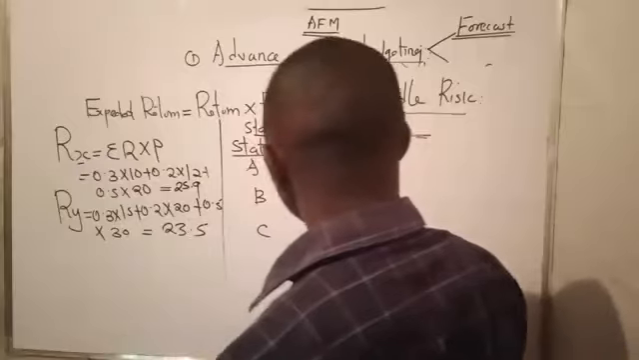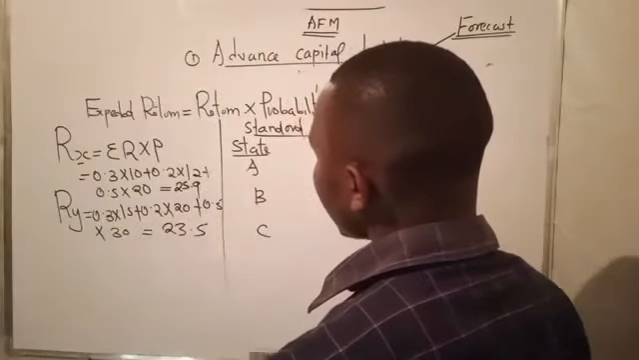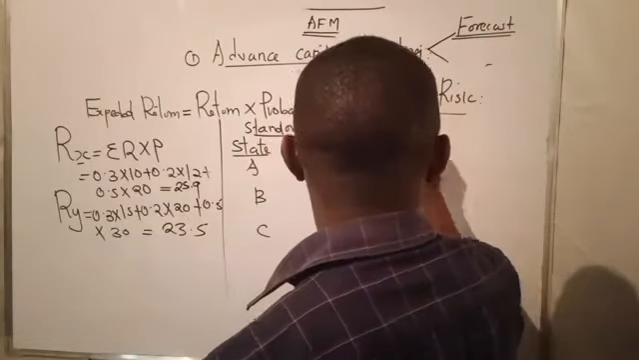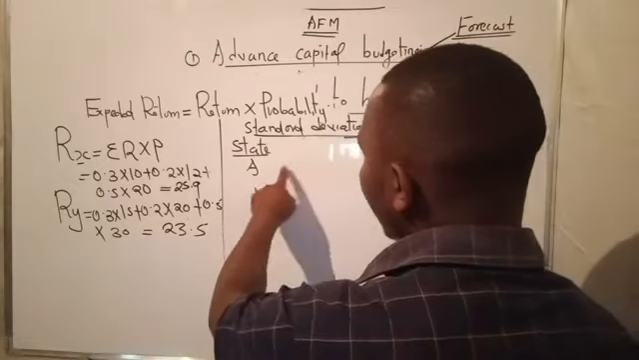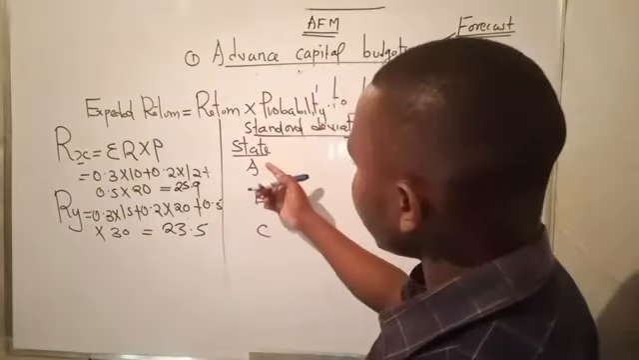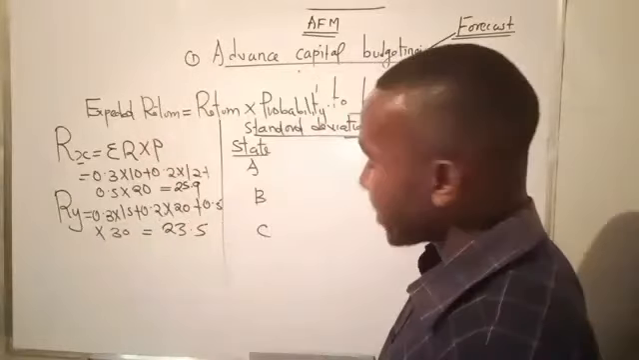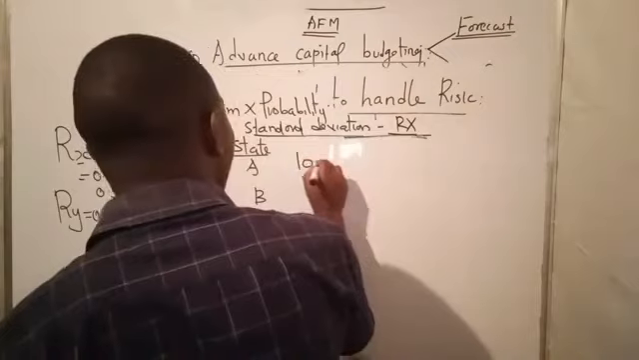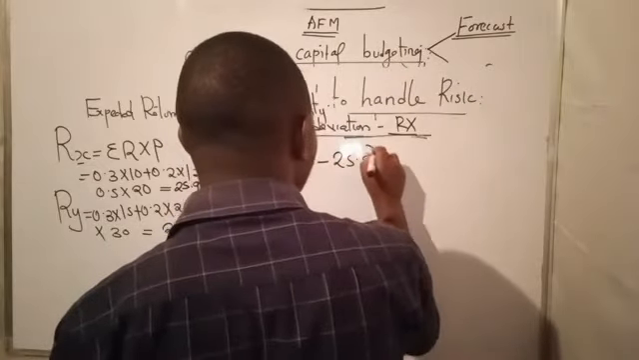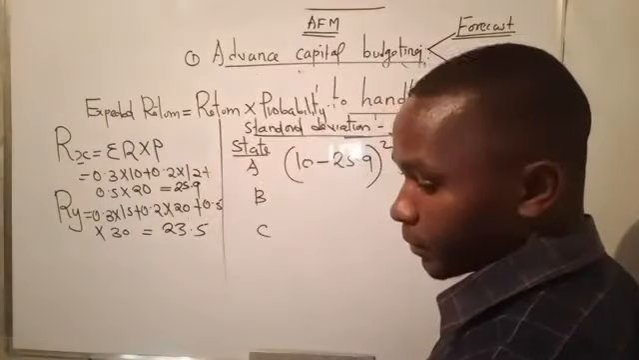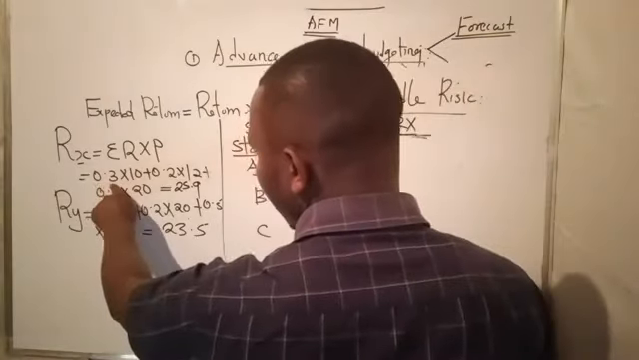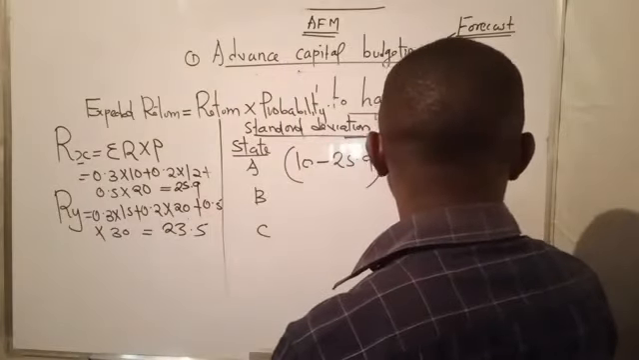So now we want to use that formula. Wacha tuanze na X, return of X. Under the state of nature A, return of X ni ngapi? The same. Expected return minus expected return, that is 25.9, si ndio? 25.9, bracket, you square it. And then you multiply by probabilities of that return, that is 0.3.